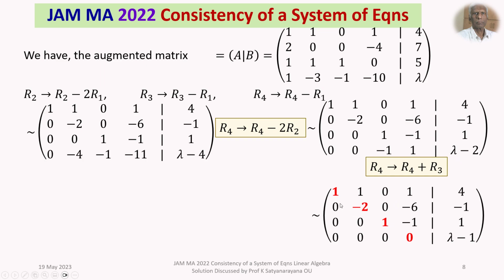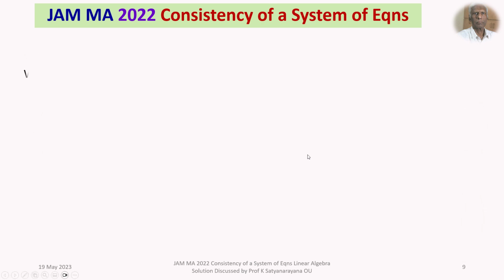Agreed. Now look, these red ones are now forming an echelon. Agreed. And it is the echelon form. The rank of the coefficient matrix is the number of non-zero rows in this matrix. The number of non-zero rows are 3. Therefore, this is the echelon form. The rank of the coefficient matrix is 3. We continue in the next slide.